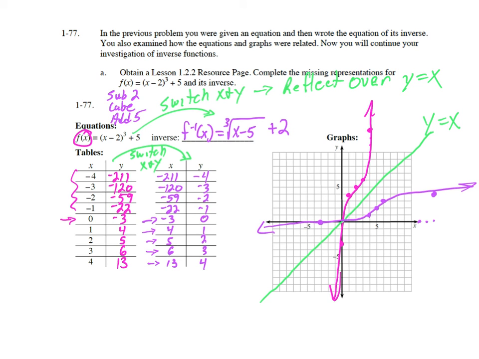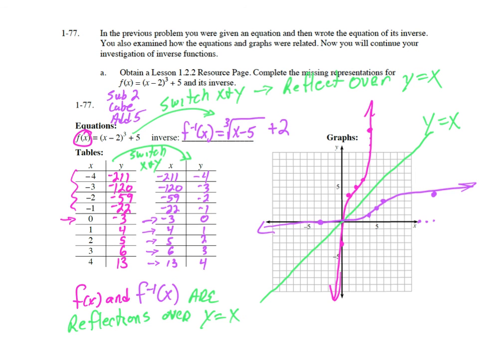So f of x and f to the -1 of x, inverses, are reflections over y equaling x. Go on to the next slide.